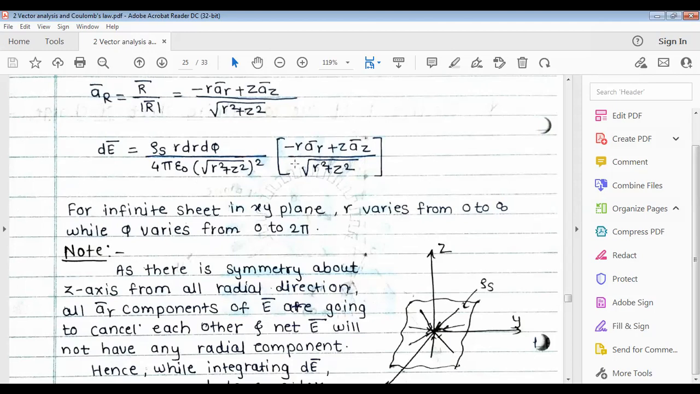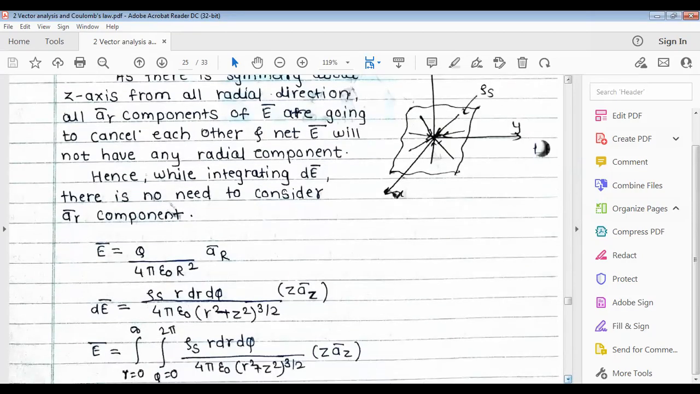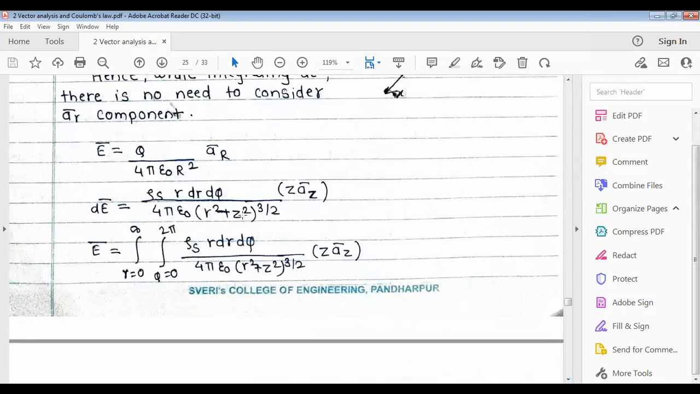3/2, correct. So that term will be r square plus z square raised to 3/2. Okay, this term. And the A bar R component is cancelled. Therefore, it is Z into A bar Z only. Now, here the variables are R and phi. So, we are now taking the integration.